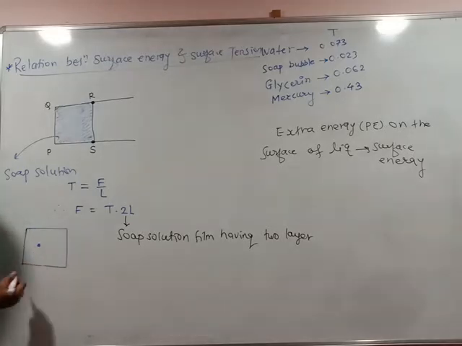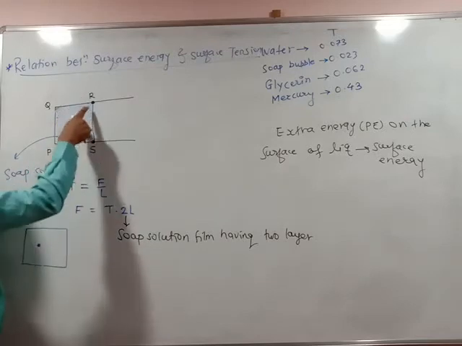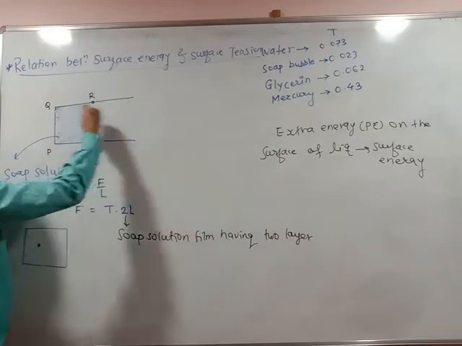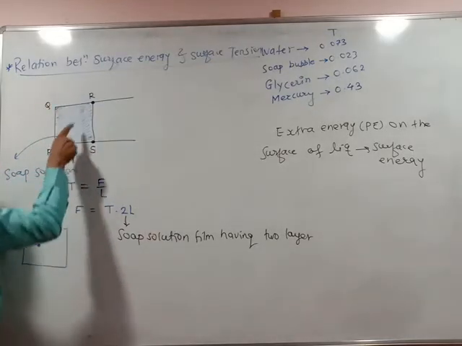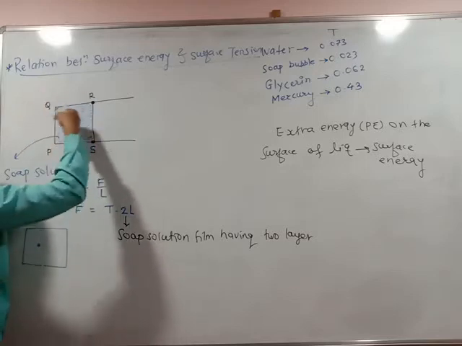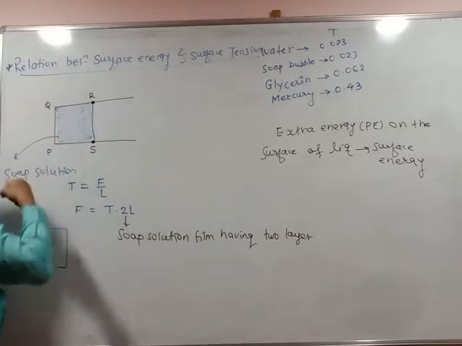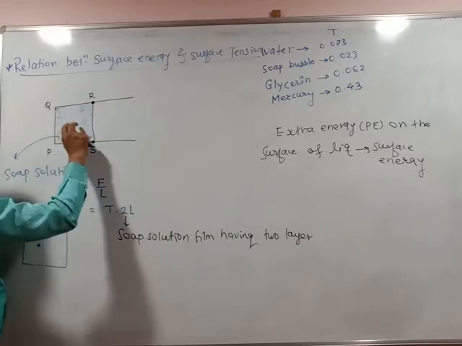The molecule is here. I want to displace this arm RS, because this is a free arm. You can put it inside, you can put it outside. In this frame PQRS, PS, PQ, and QR are fixed. Only RS is movable. If I move this RS inside or outside, what happens to the surface tension?